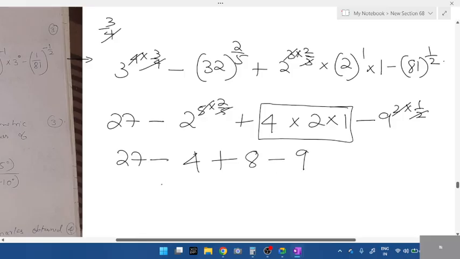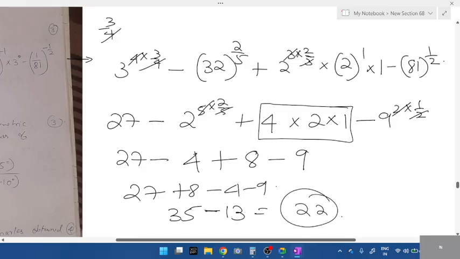Take the positive numbers, write the positive numbers first. What are the positive numbers? 27 plus 8, minus 9, minus 4, minus 4, minus 9. Arrange it like this. If you try to do it directly, you'll definitely go wrong. 27 plus 8 is 35. Here, minus 35 minus 13. What's the answer you all got? It should be 22. 3 minus 2, 3 minus 1 is 2, 5 minus 3 is 2. 22 is the answer. This is how we solve.